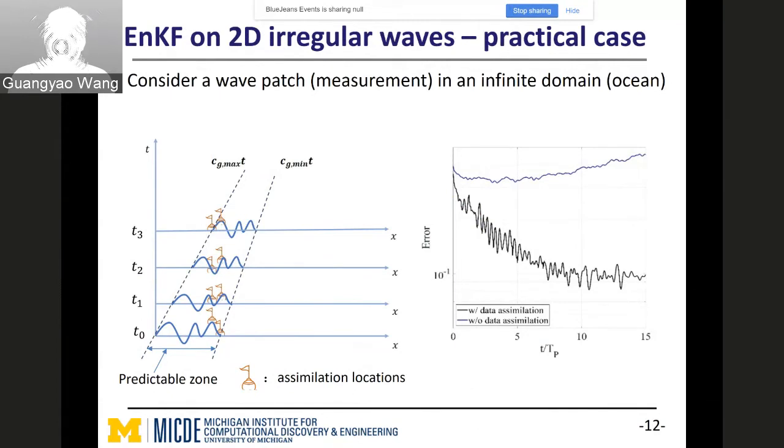In this study, we only use 2 assimilation locations, and the two assimilation locations are always within the predictable zone when we are performing the simulation. Let's look at the figure on the right side. With only two assimilation locations, we can see that the error obtained with data assimilation is still much smaller than that obtained without a data assimilation scheme.